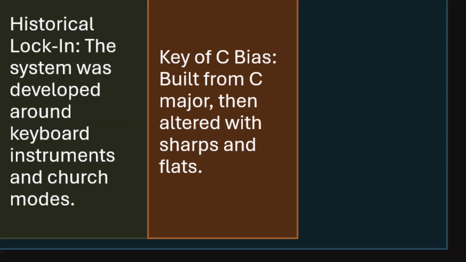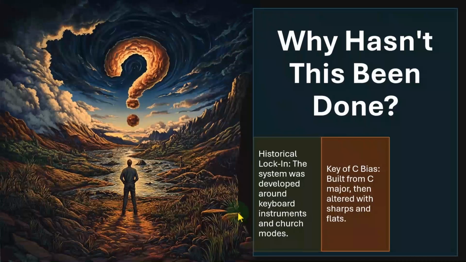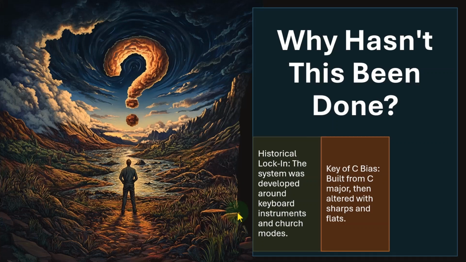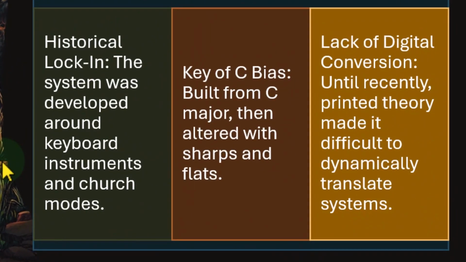So in some ways, like I learned just basically on a guitar, I think in some ways I didn't have to, that was beneficial in some ways and harder in other ways. Obviously the piano is way more flexible to play, and you got 2 hands and everything. So I'd love to know how to play the piano better. But it is what it is. Key of C bias, built from C major, then altered with sharps and flats. So once again, it leads us to think that the key of C is kind of like the main key.